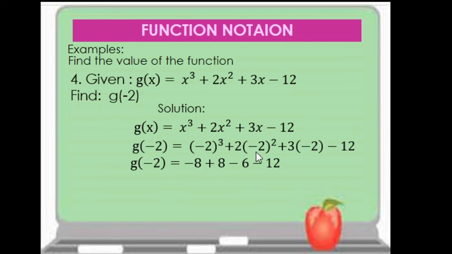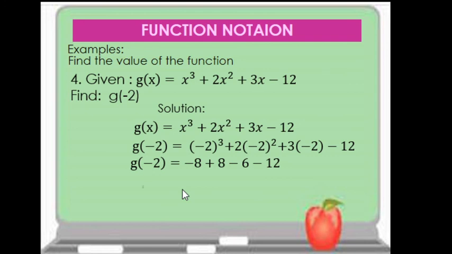negative 2 times negative 2. So, dalawang beses lang kasi ang exponent niya is 2. So, negative 2 times negative 2 is positive 4. Times natin yung 2. So, 4 times 2 is positive 8. Next, 3 times negative 2. So, dahil ulit magkaiba siya ng sign, ang magiging answer natin is negative, kaya po ito ay negative 6 minus 12.